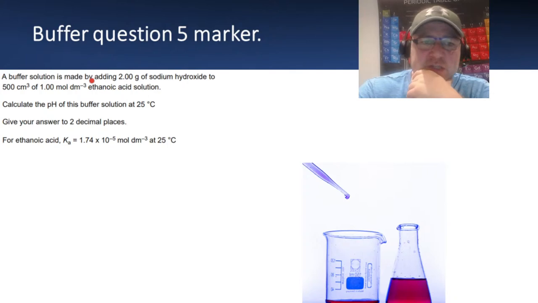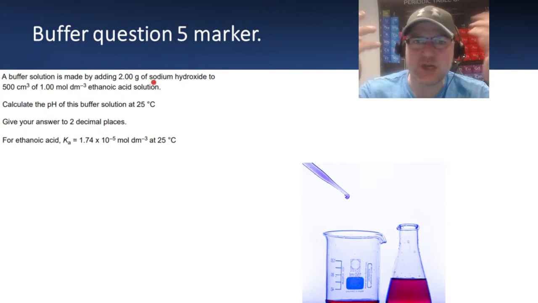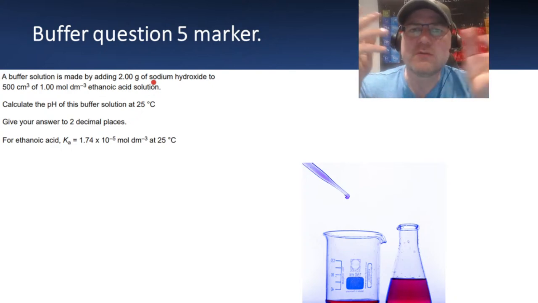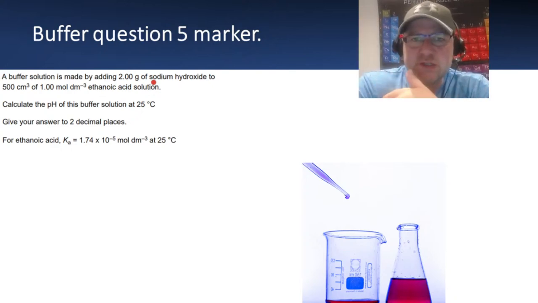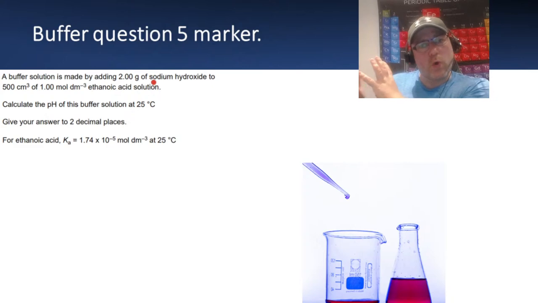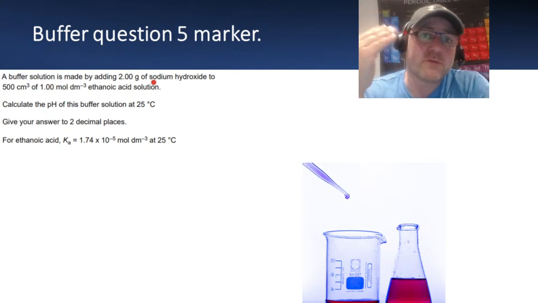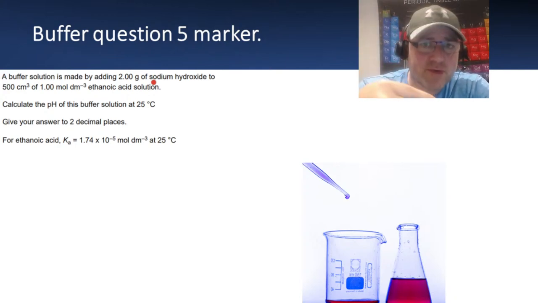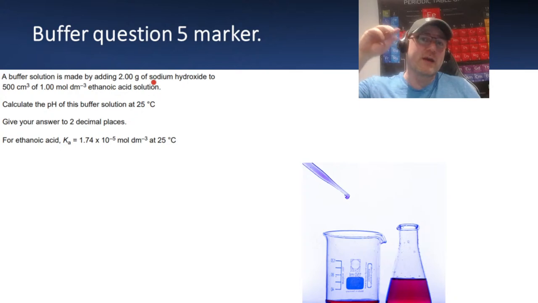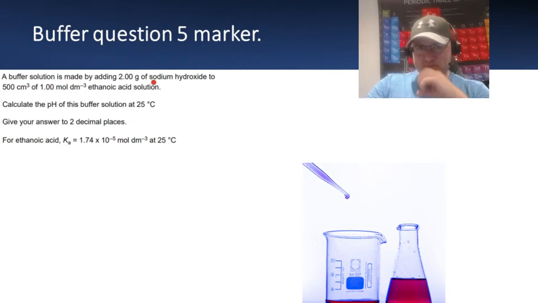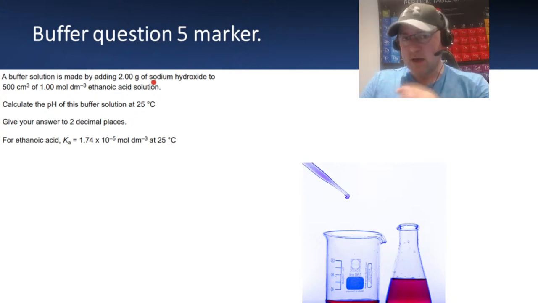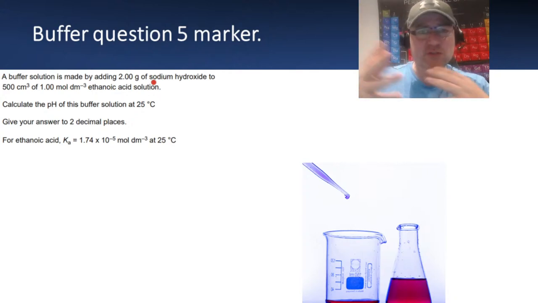So a buffer solution is made by adding 2 grams. Notice straight away they're giving us grams. You're like, what the fudge? So the CGP just gives you the concentrations. You do want to follow that basic buffer method we just did, but they're going to make it really hard for you to come up with the concentration of the hydrogen ions and the concentration of the salt, or the concentration of the acid and the concentration of the salt. They're going to throw some obstacles in the way.